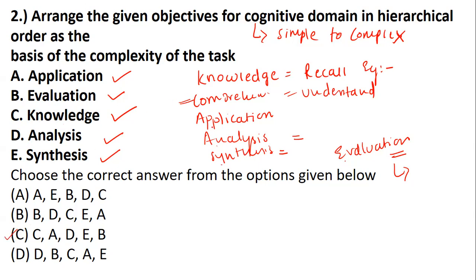After knowledge comes your application, that is option number A. Yes, application comes. Then your next part after application is your analysis. Yes, so your D option should come. After A you have D option. Then comes your synthesis part, that is option number E, and then comes your evaluation part. So if you see, the right answer is option number C. This is your answer. I hope everyone is clear with the domain very well.